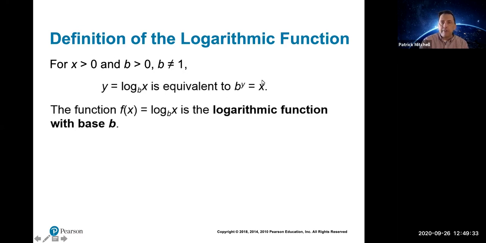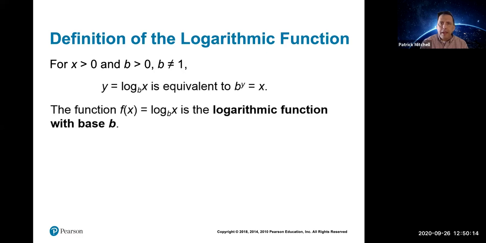So the y exponent in this equation is a logarithm. So officially, for x greater than 0 and b greater than 0 and not equal to 1, so this b is the same b as in the last section. It is the base. So same requirement as in the last section. The base has to be greater than 0 but not equal to 1. y equals logarithm base b of x is equivalent to b to the y equals x. The function f of x equals log base b of x is the logarithmic function with base b.